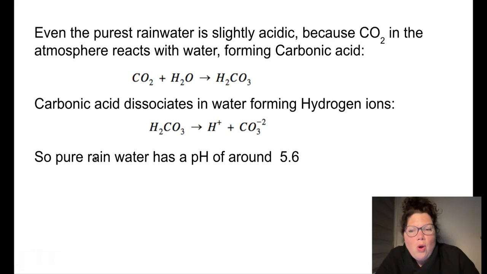So our pure rainwater actually has a pH of around 5.6. You need to keep that number in your brain. Regular rainwater automatically has a pH of 5.6. We tolerate this. Most of the environment tolerates that. For most things, that's in the tolerance range. However, that can change.